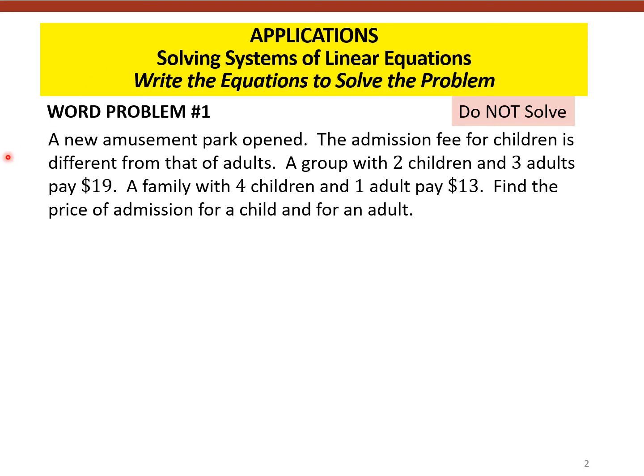So the very first thing you're going to do is browse through the word problem. You're just going to read it briefly, skim it, see what they're talking about. Get the lay of the land here. All right? A new amusement park opened. The admission fee for children is different from adults. I got children and adults. A group with 2 children and 3 adults pay $19, and a family with 4 children and 1 adult pay $13. Find the price of admission for a child and an adult. Basically what I got when I read this is there are children, there are adults, they're going to an amusement park, and they have to pay a fee.